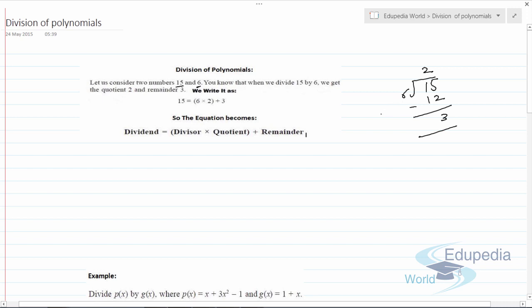So let's first discuss what is dividend, what is divisor, what is quotient, and what is remainder. The dividend is the number we are dividing, like 15 over here. The divisor is the number we use to divide the dividend, like 6 over here. The quotient is the answer we get, like 2 over here. A remainder is the leftover part in a division process, like 3 over here.